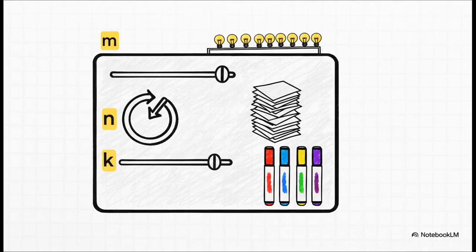First, there's M, which is the size of our bit array, how many light bulbs we have on our panel. More bulbs means fewer accidental collisions. Then there's N, which is how many items we plan on adding. And finally, K is the number of hash functions, our magic markers. By tweaking these three knobs, we can dial in the filter's accuracy to exactly what we need.